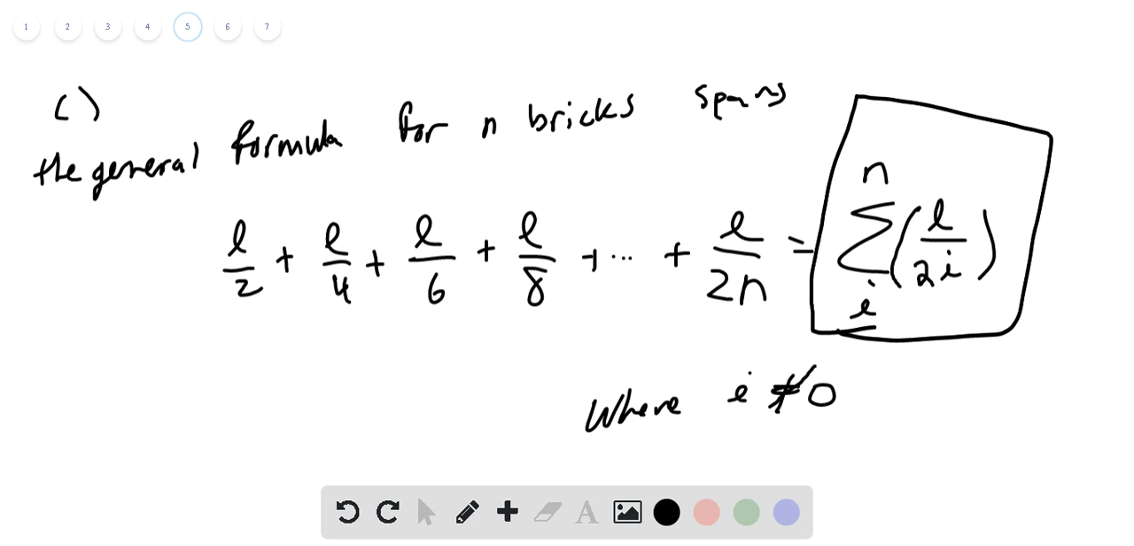And so then we can write our relation very easily. Our general formula for n bricks is going to be the sum from i to n of L over 2i, where it should be obvious, but just to be clear, i cannot be 0, right? Because if you divide by 0, you go to infinity. So don't divide by 0. So we can write here, i equals 1.